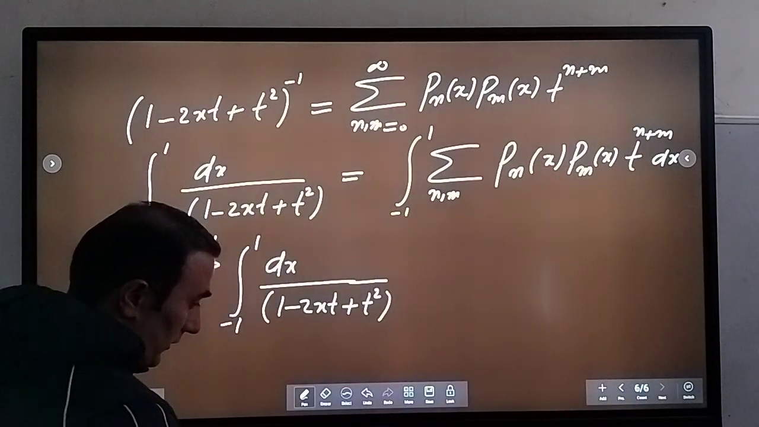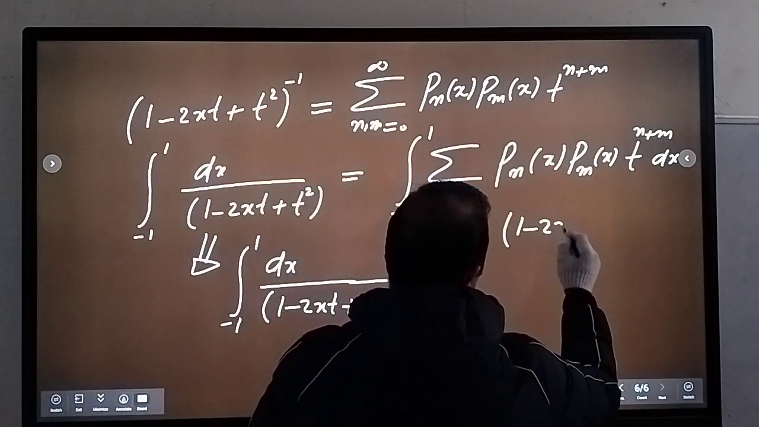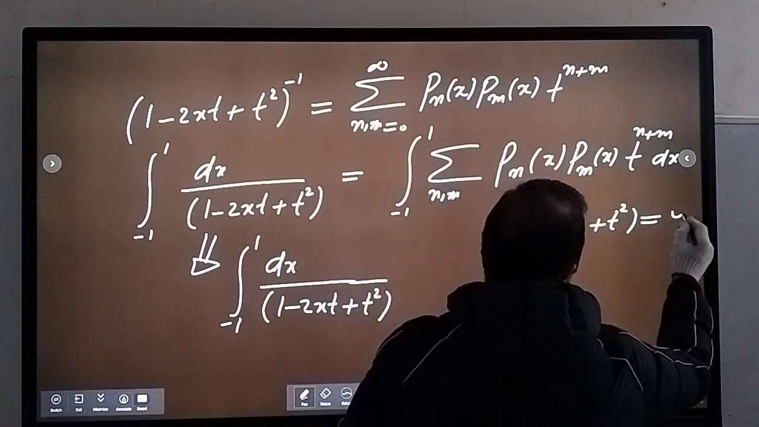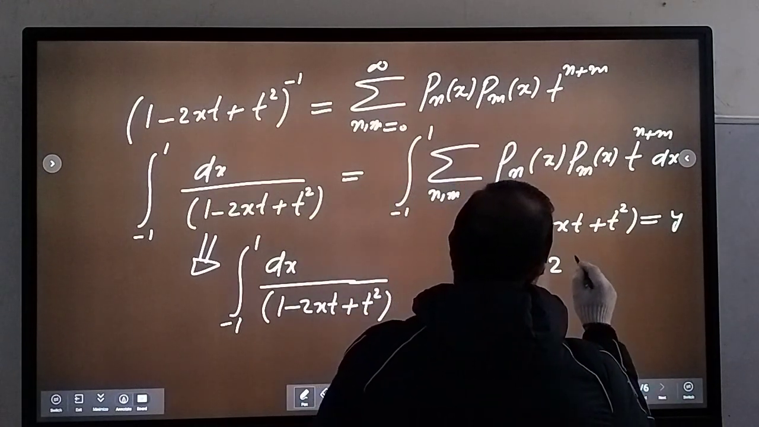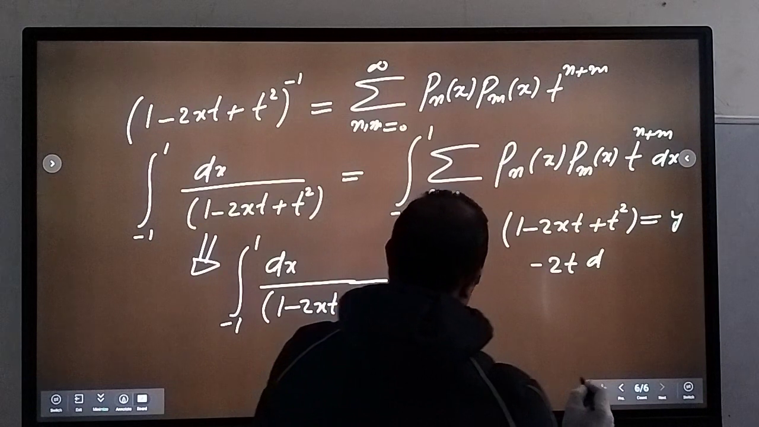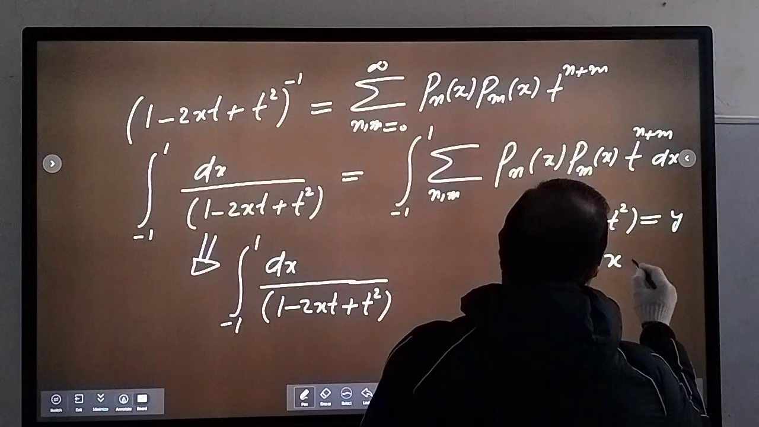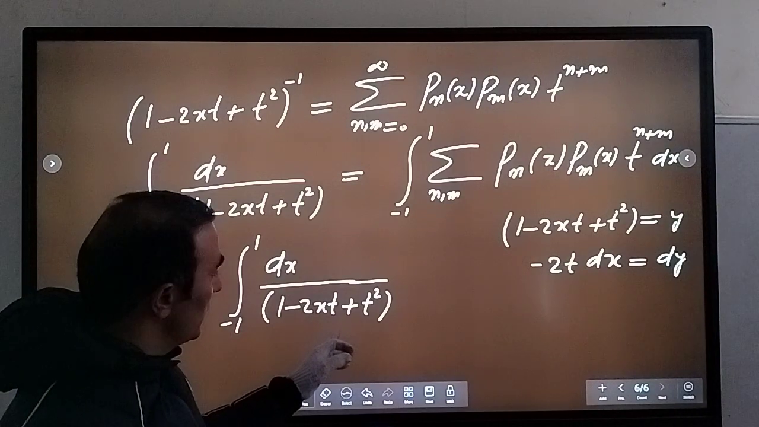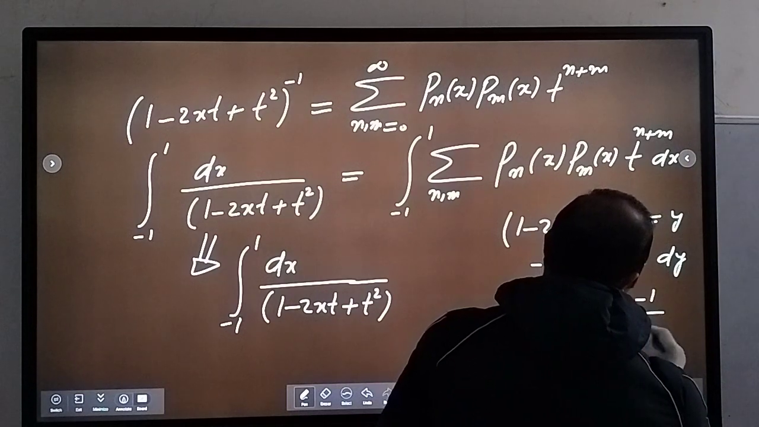We can write this as, so you can make one substitution here. You can put that 1 minus 2xt plus t square is equal to some y value, or you can write that minus 2t dx will be equal to dy, right? Because you just put this value equal to y, and then dx will be equal to minus 1 by 2t dy.